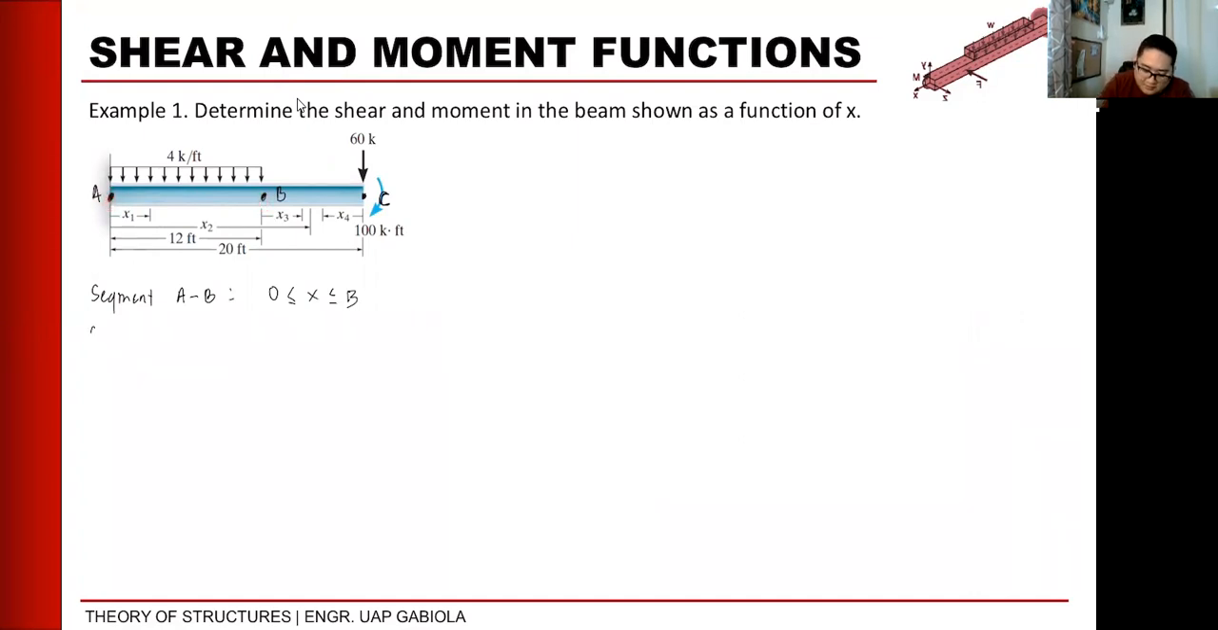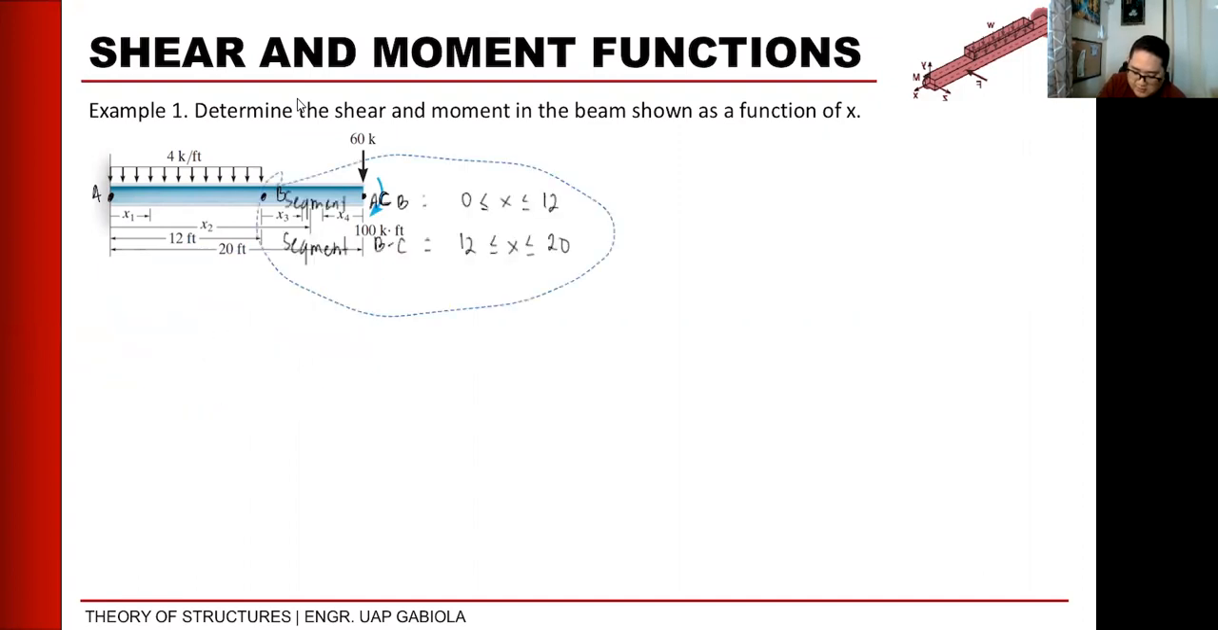And then for segment B to C, that will be yung distance natin from 12, lagyan na natin 12 to, no? Kasi 12 feet yung nakalagay. So 12 less than or equal to x less than or equal to yung total natin na 20. Okay? So ibig sabihin yung segment BC natin, itong next segment na i-cut natin, that will be applicable dito sa distances na to. Okay? So, let's do na yung ating solution sa kanya.